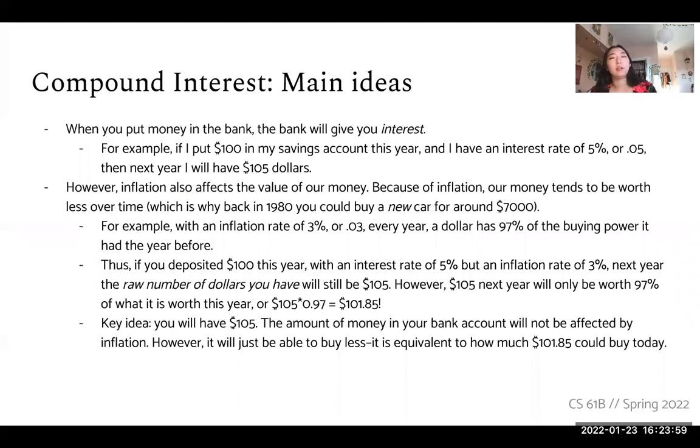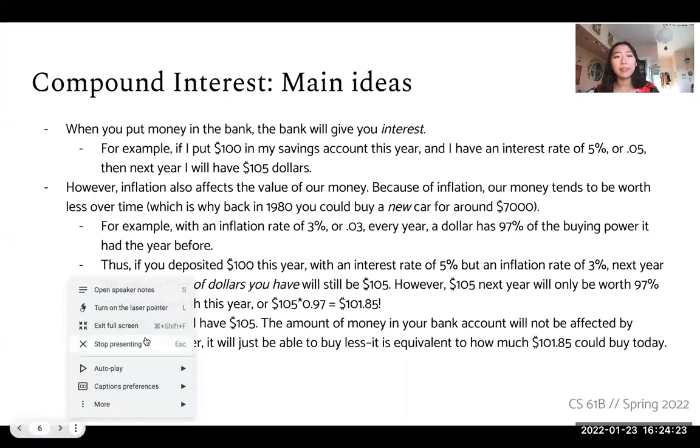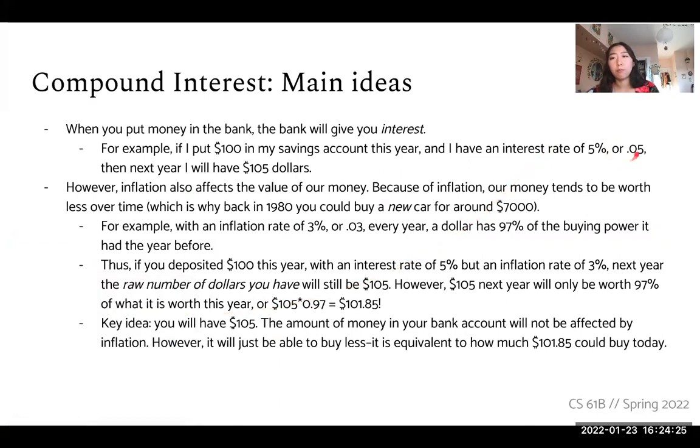The first one is that when you put money in the bank, they will give you interest. For example, if I put $100 in my savings account this year and I have an interest rate of 5%, or as a decimal, 0.05, right? You move the decimal twice. Next year, I will have $105. It's because I took the amount I had, 100, and added 0.05 times 100, or 5, to it. So it's a total of 105 after 1 year.